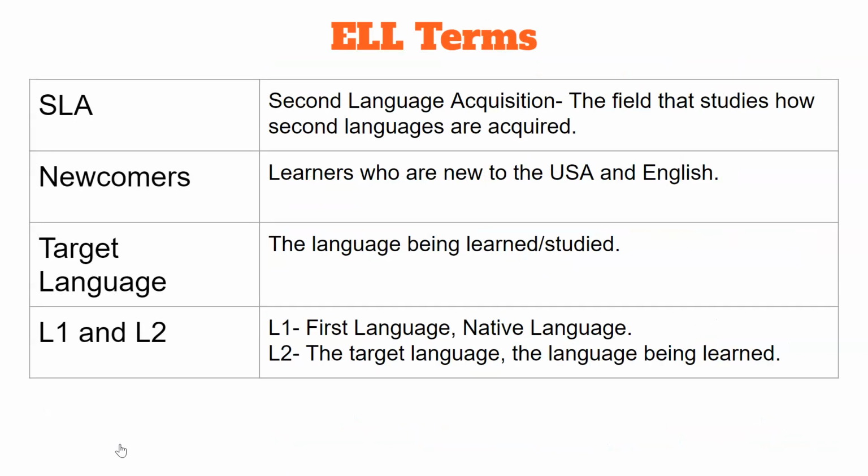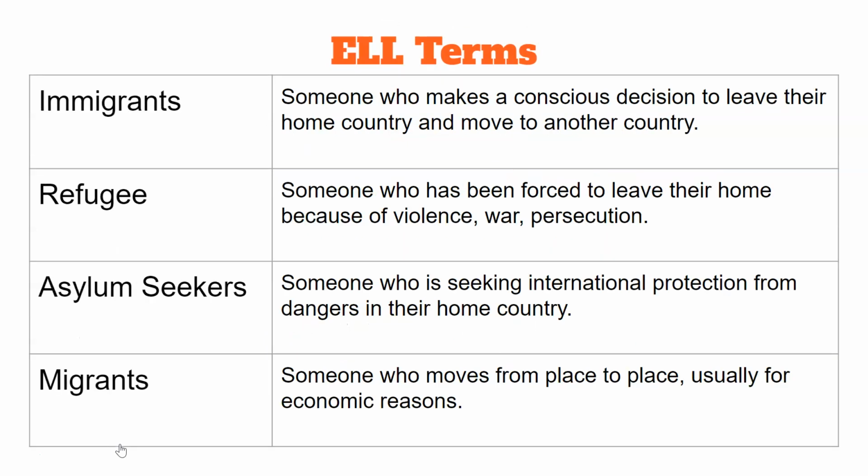SLA is second language acquisition, and that's the field that studies how second languages are acquired. Newcomers are learners who are new to the US and new to English. A lot of schools have newcomer classrooms, and so those are the students with the highest needs. Target language is the language that's being learned. And L1 is the native language or the first language. L2 is the target language, the language that is going to be learned. It doesn't necessarily have to be English.